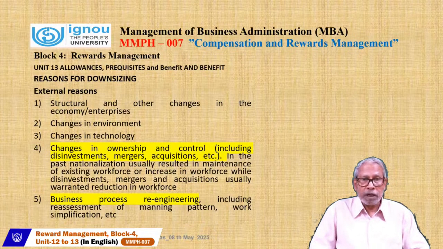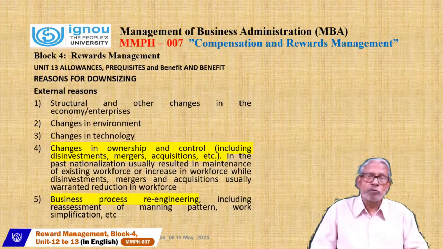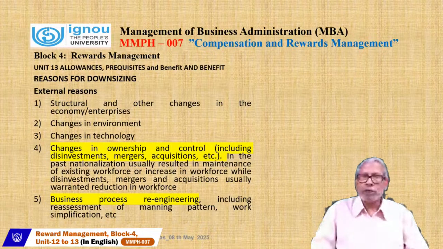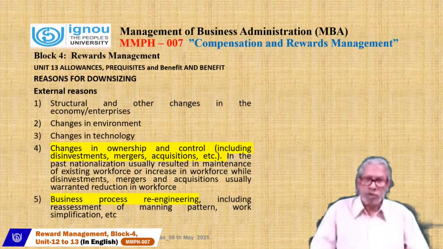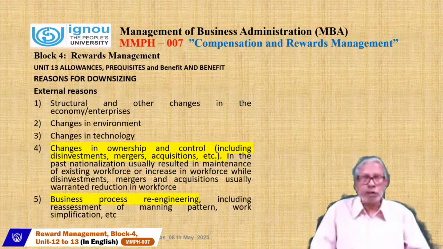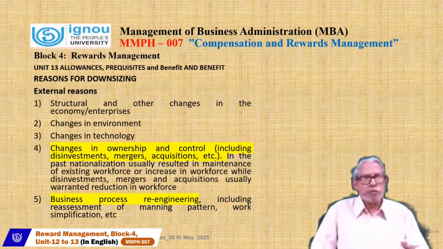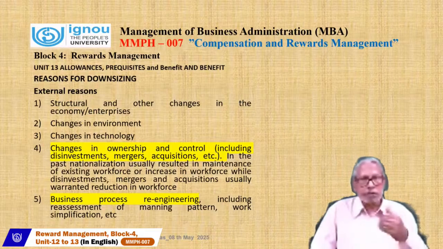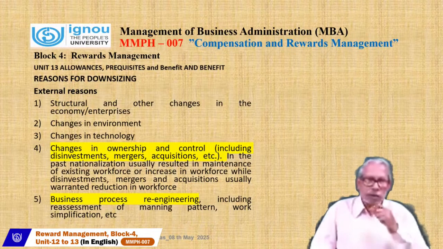Changes in ownership and control, including disinvestments, mergers and acquisitions. Because of that also, sometimes downsizing appears. Maybe two giant companies have joined and they have to start their operations as a merger. Or sometimes a company has acquired another company in an acquisition process. So he may or may not be required, in total all the employees. They put them on other work, they have to redesign their job tasks. This is the way sometimes you can reduce some of the posts or jobs also.